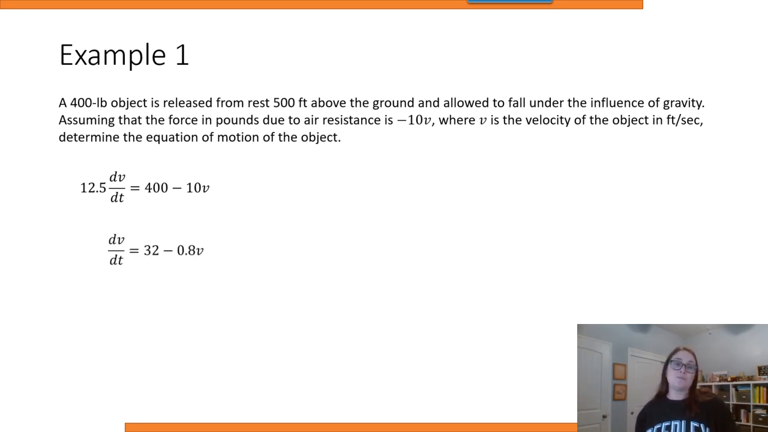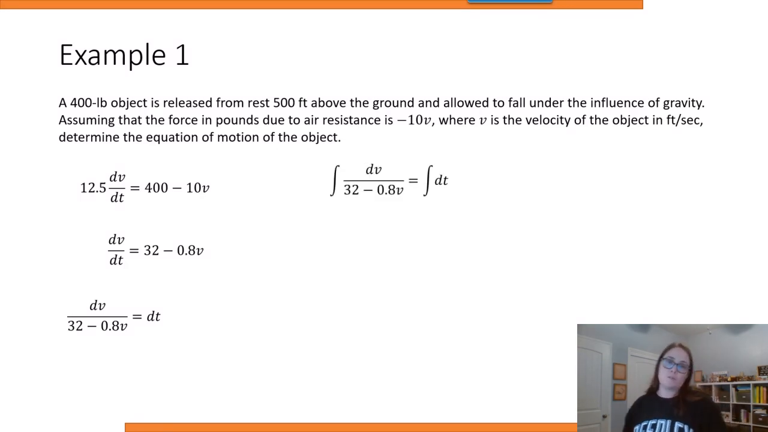So dv dt equals 32 minus 0.8v. And then I'm going to divide by that whole right side, and multiply by dt to separate the variables. So dv over 32 minus 0.8v equals dt. And then I can integrate both sides of this equation. That left side does require a u substitution.